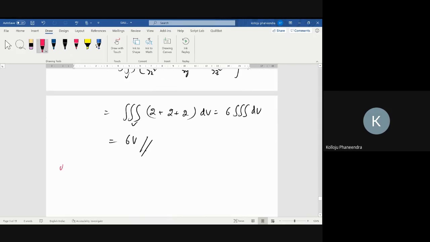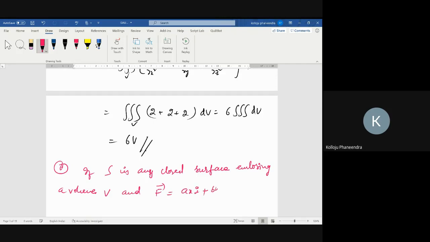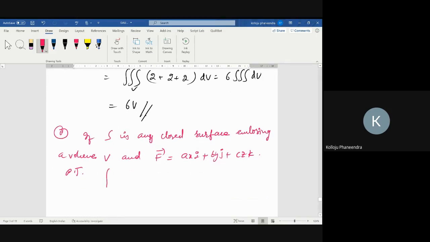Now another one. If S is any closed surface enclosing a volume V and f bar equals a x i plus b y j plus c z k, prove that the integral over S of f bar dot n bar dS is equal to (a plus b plus c) times V.